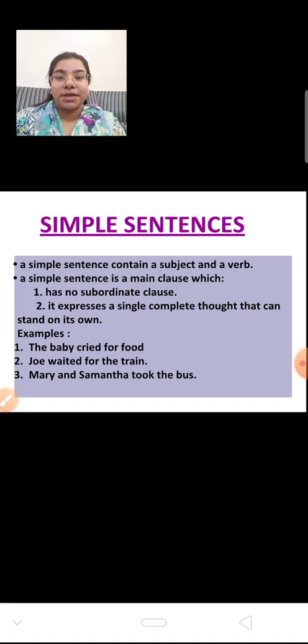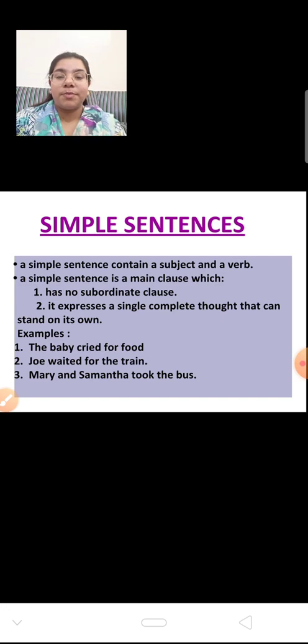What is a simple sentence? A simple sentence will contain a subject and a verb. A simple sentence is always a main clause. That means we can say that a simple sentence means a main clause. It will have nothing else, not a phrase, no subordinate clause. It will only have a main clause. It expresses a single complete thought that can stand on its own. That means the definition of main clause.